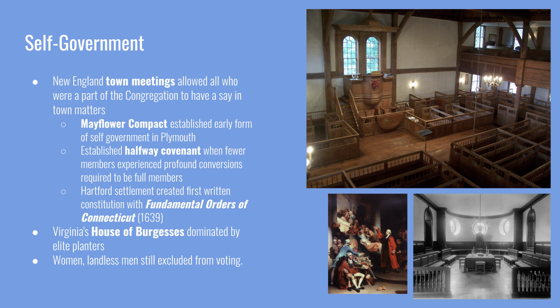Those who were allowed to vote were only white free males that owned property. Because it was so much easier to attain property in North America, that meant that a higher proportion of these white free males were able to vote than they would be in Europe.